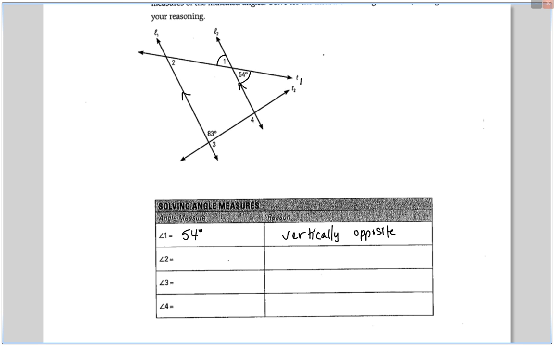Now angle 2 is also 54 because it is alternate interior to angle 1. Okay, you can see that there is a Z pattern there. I will draw that in for you. Z pattern for 1 and 2. So they are equivalent.